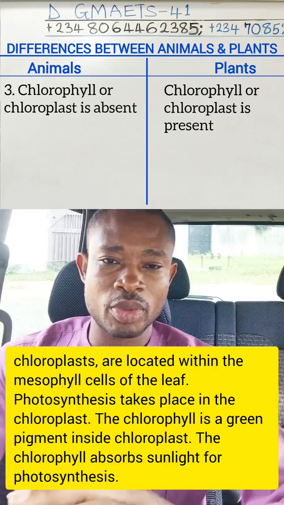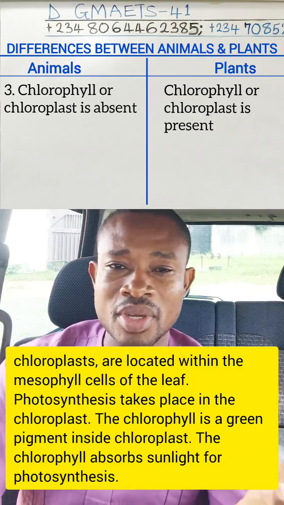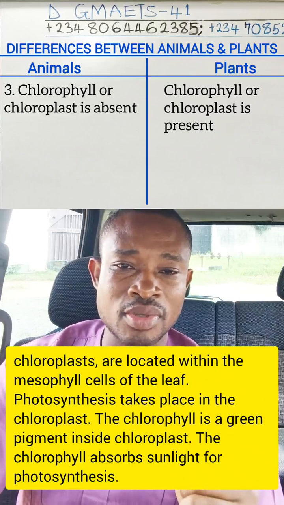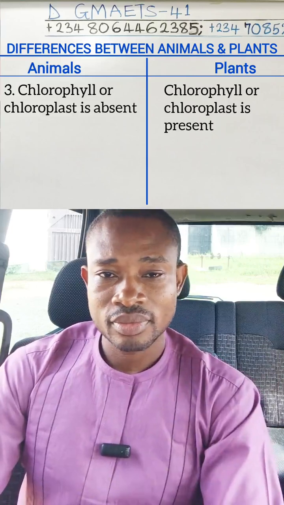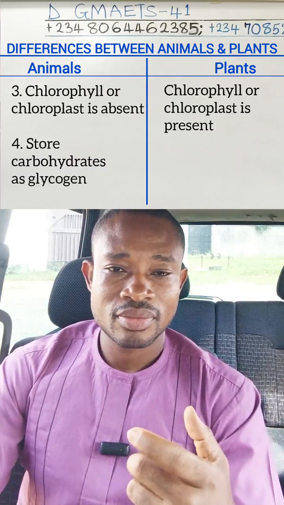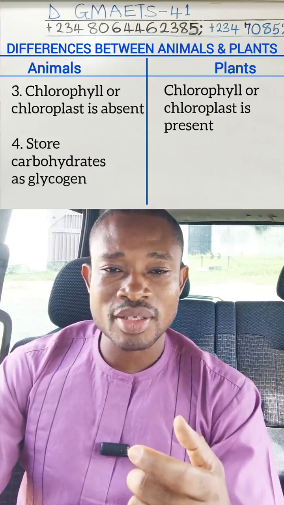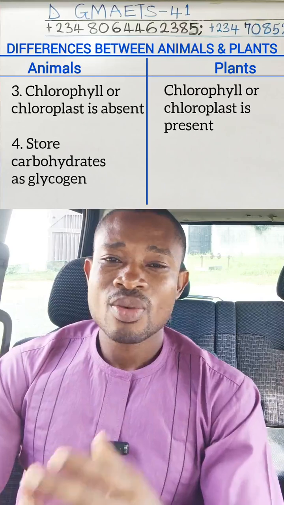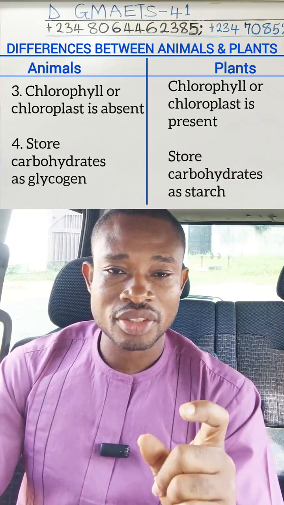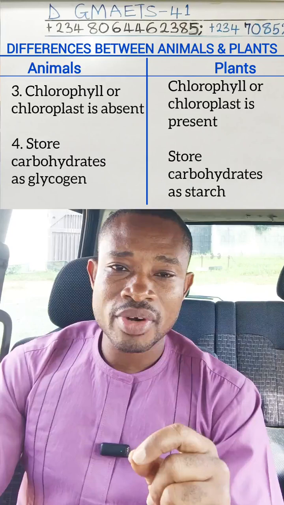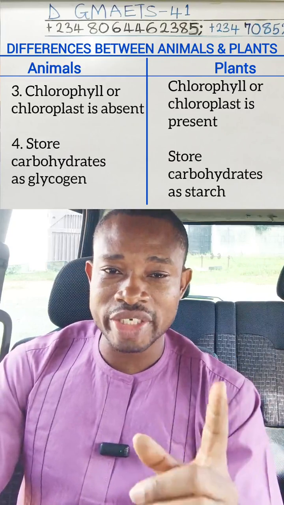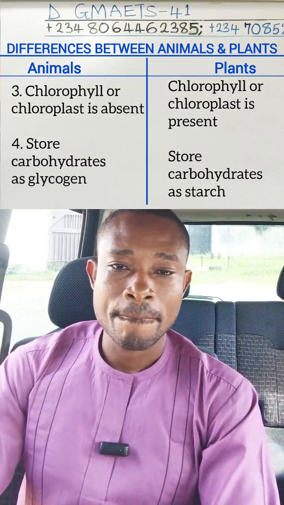The next difference between plants and animals we are going to talk about is the form in which these organisms store carbohydrates. Animals store carbohydrates as glycogen. Animals store carbohydrate as what? Glycogen. What about plants? Plants store carbohydrate as starch. Plants store carbohydrate as what? Starch, while of course animals store as glycogen. You want to take note of that, very important.